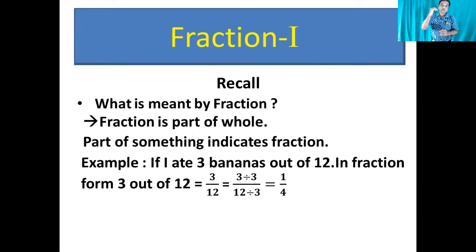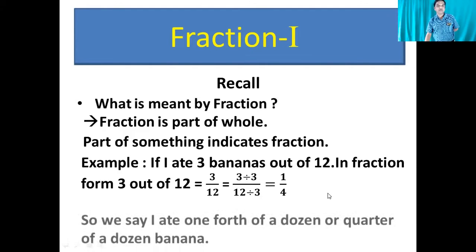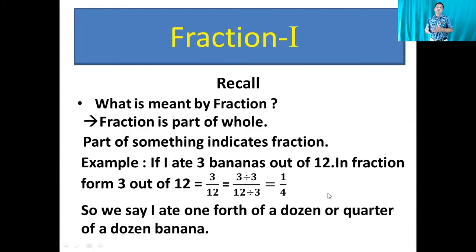Well, 3 I'm writing on the top side, 12 I'm writing on the down side. 3 is known as the numerator, 12 is known as the denominator. I can divide both numerator and denominator by 3, so that it becomes 1/4, and I can say that I ate 1/4 or a quarter of a dozen bananas.